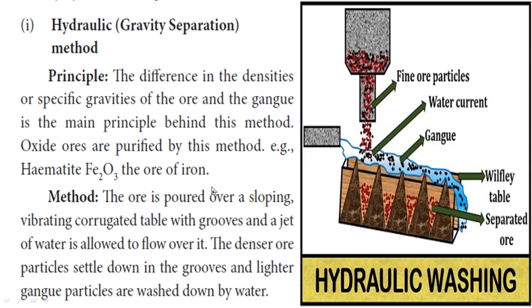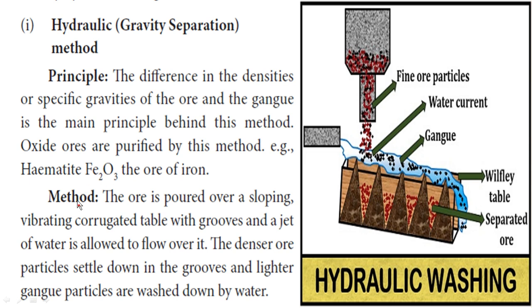So, what is the principle? The difference in the density or specific gravity of the ore and the gangue is the main principle in this method, by which you separate it. Here oxide ores are purified by the hydraulic method. The best example is hematite, Fe2O3, this is the ore of iron.